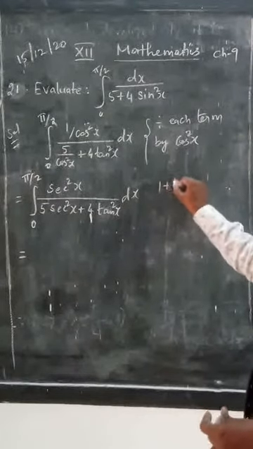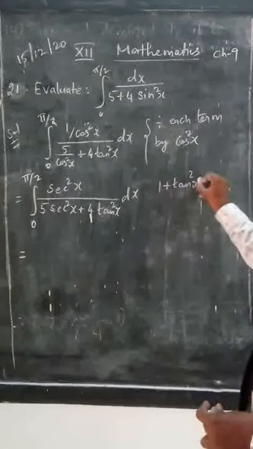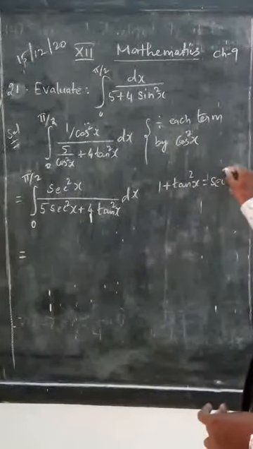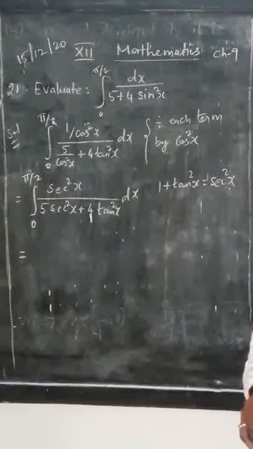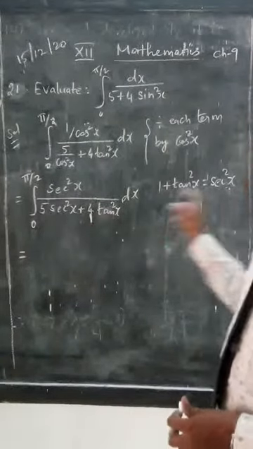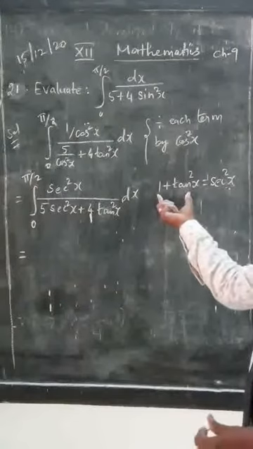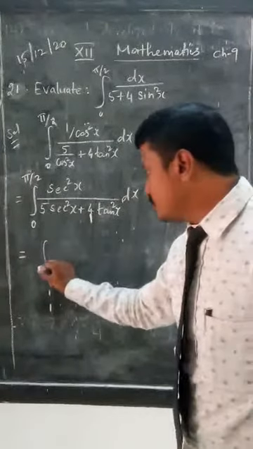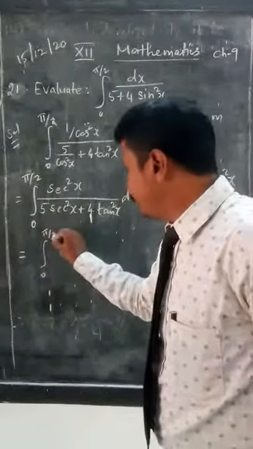We know 1 plus tan square x is equal to secant square x. This is the formula that we know in trigonometry. Now in place of secant square x, I am going to write 1 plus tan square x. So this is equal to the integral from 0 to pi by 2.